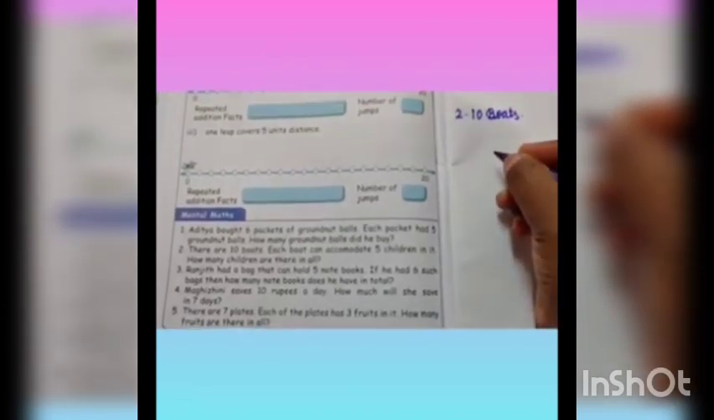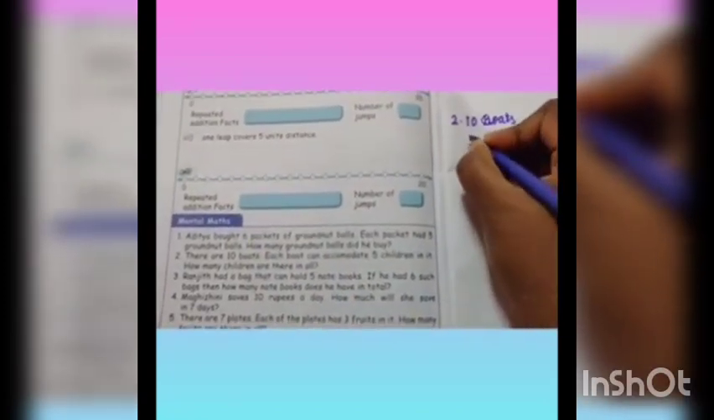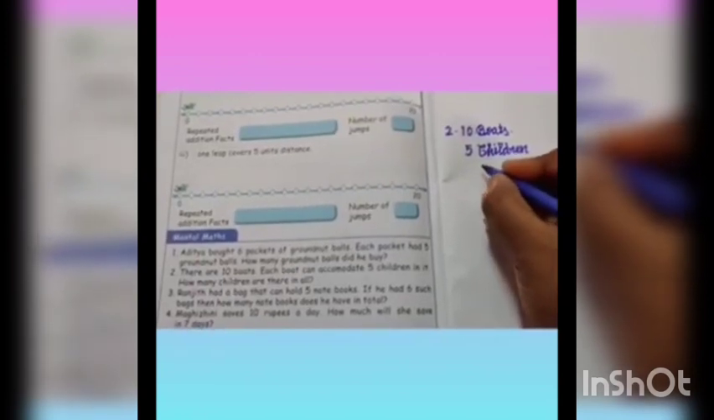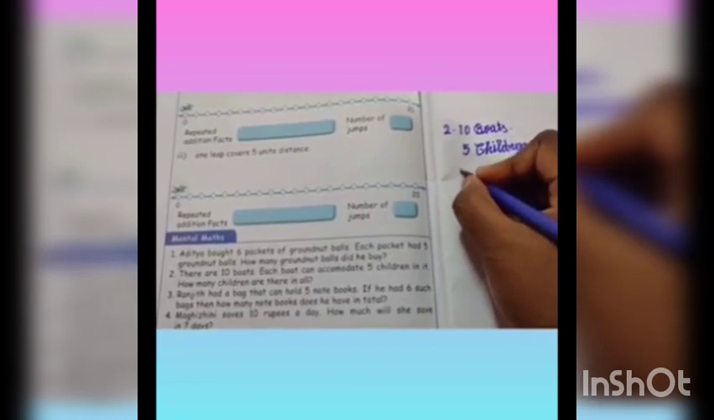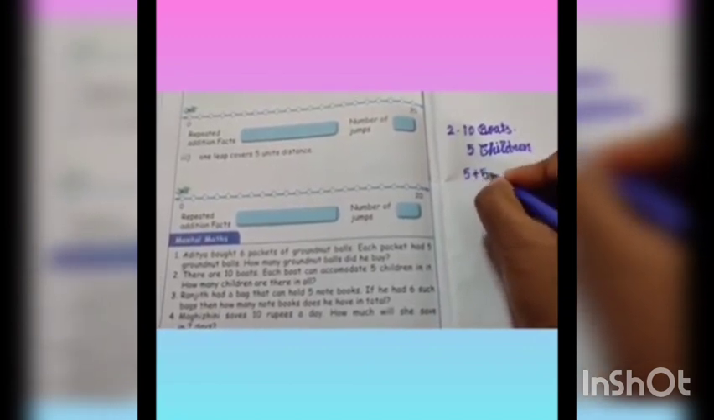Each boat has 5 children. Okay. So, write 5 children. Now we are going to add 10 times 5. For that we want to write 5, 10 times. Okay. 5 plus 5 plus 5 plus 5 plus, like that 10 times you want to write 5.